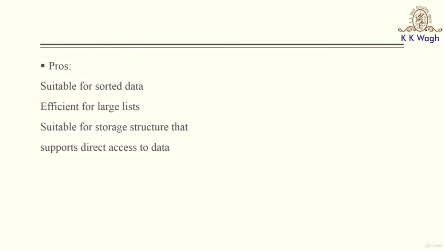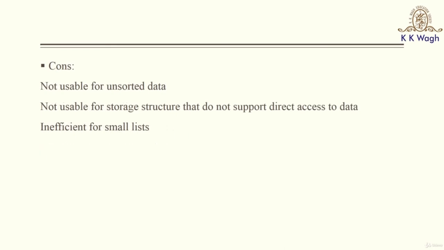So some of the advantages and disadvantages are: it is suitable only for sorted data. It is very efficient if our data is very large, a big list. It is suitable for storage structures that support direct access to the data. Some of the disadvantages are that it cannot be used on unsorted data. If at all you want to use it for unsorted data, you have to sort your data first and then do the binary searching. It is not usable for storage structures that do not support direct access to data, and it is very inefficient for a smaller list or smaller data. Thank you.